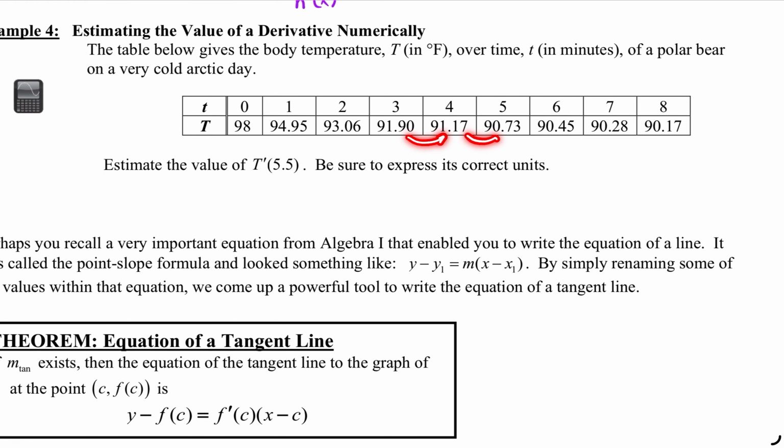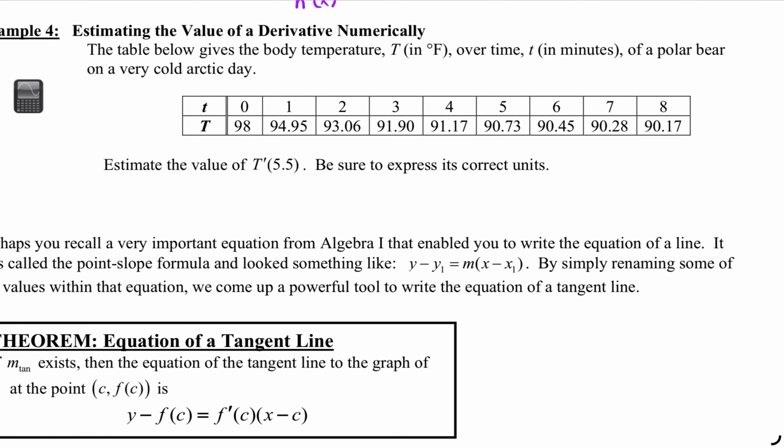Okay, and then the temperature, you can see it keeps dropping, right? And they want us to evaluate T prime of 5.5. This is a really popular FRQ question. They love to ask this question. Okay, so you'll notice that I don't know anything about 5.5, nor do I have the ability to do the derivative formula on here, right?